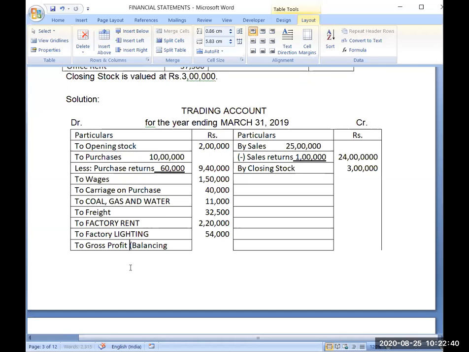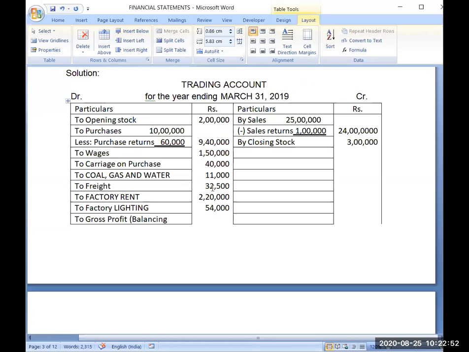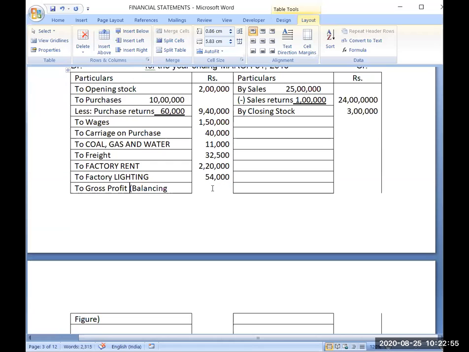Now, how will I know whether I will be getting gross profit or gross loss? First, I have to check whether this total is greater or this total is greater. So I will ask you first, you tell me which total you feel is greater, credit side or debit side.